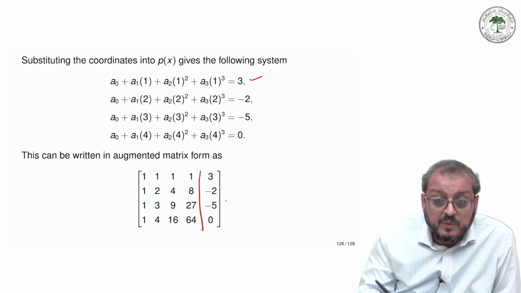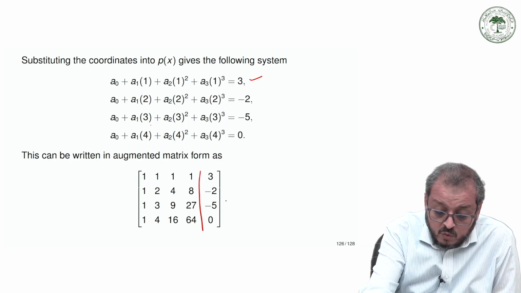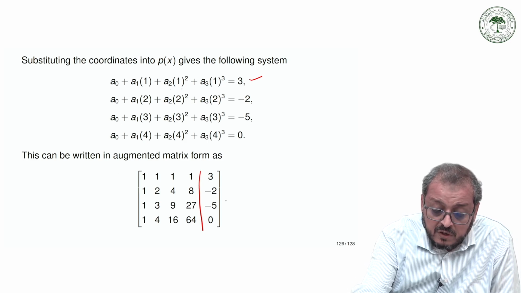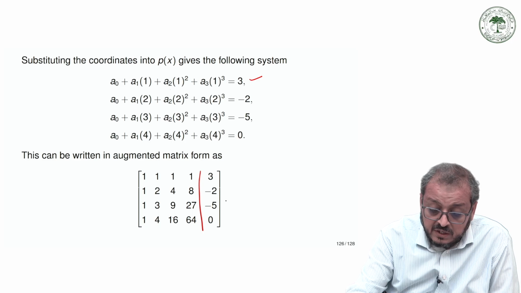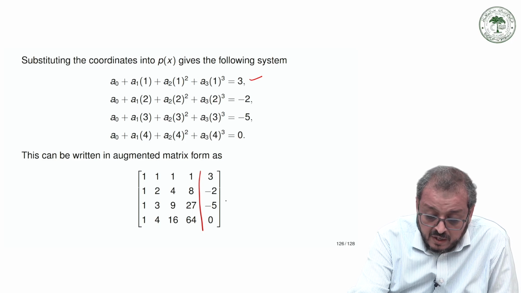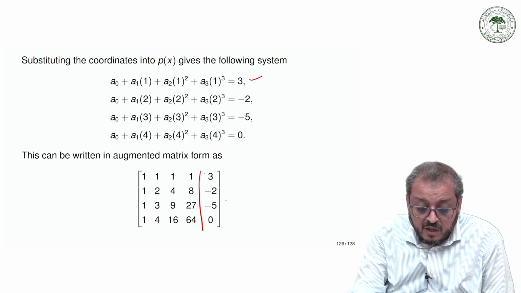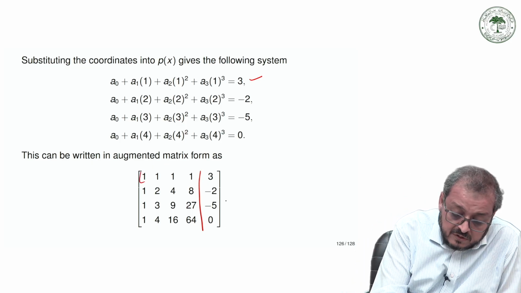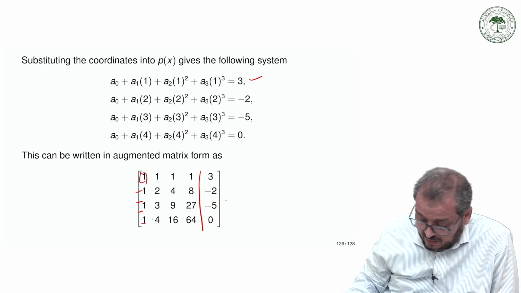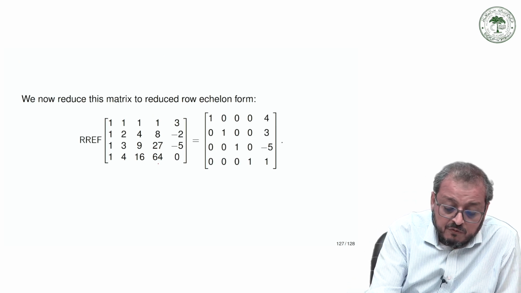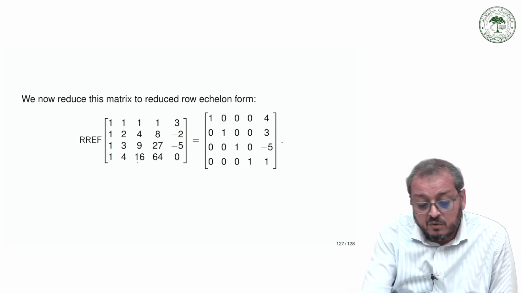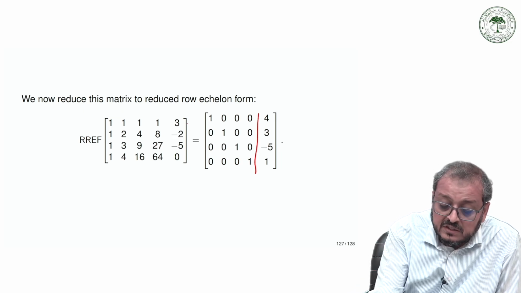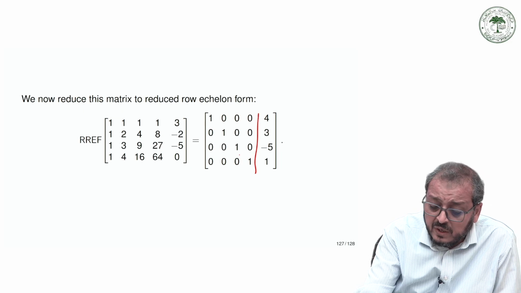Then we write this in the form of an augmented matrix. The coefficients are 1 1 1 1, then 1 2 4 8, then 1 3 9 27, and 1 4 16 64. Now apply elementary row operations. With the help of the pivot element, make zeros below it and apply row reduction. After row reduction, the matrix converts into this form.